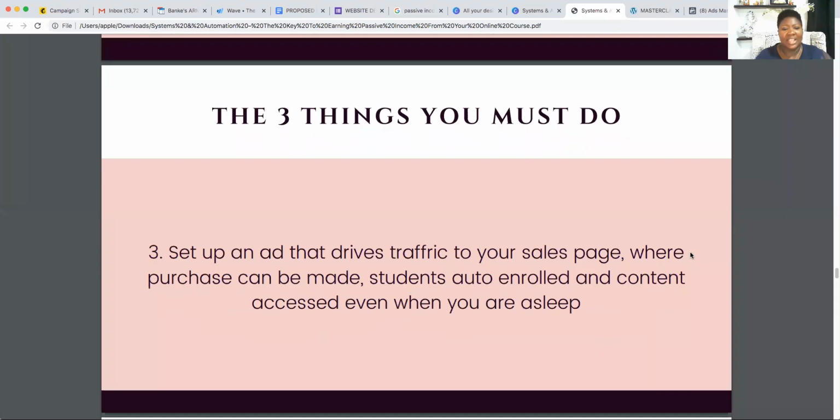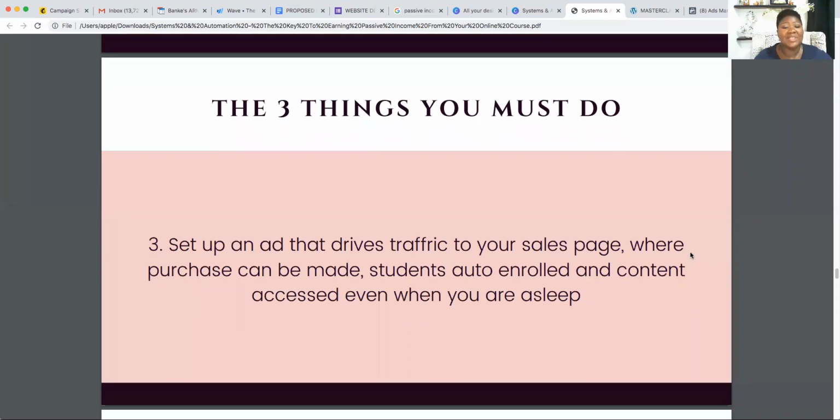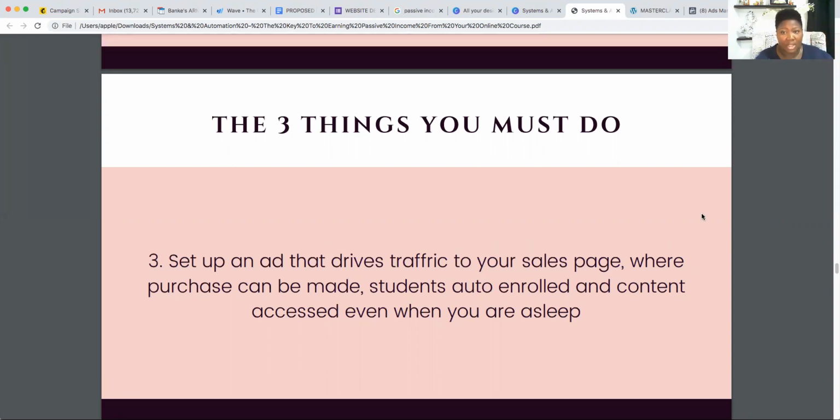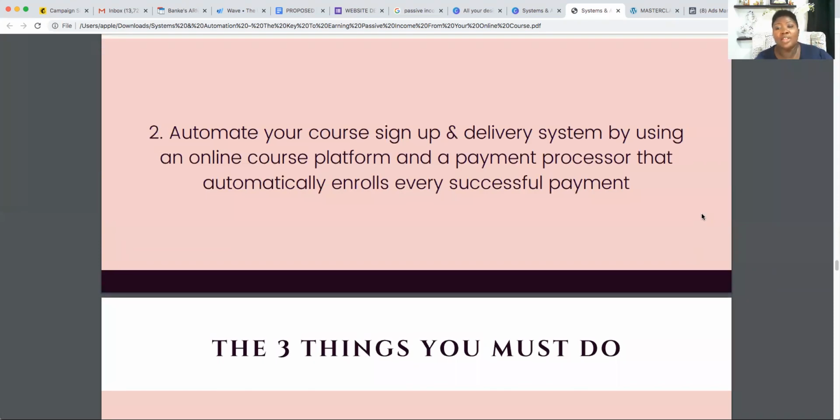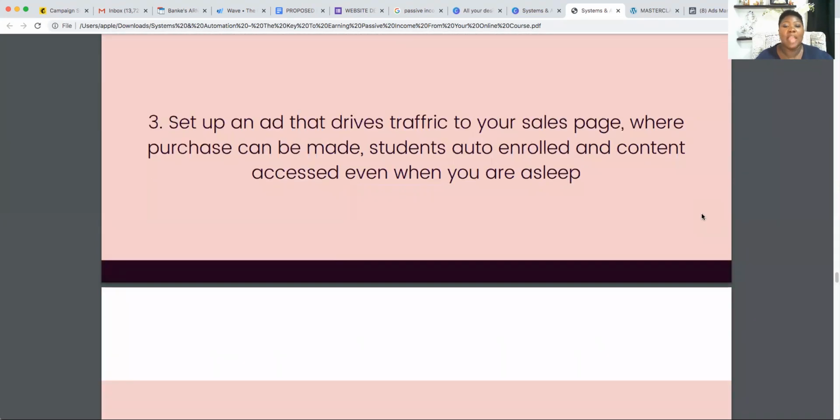Okay? Now, the third thing you want to do is to set up an ad that drives traffic to your sales page, where purchase can be made, students can be auto-enrolled, and content accessed even when you are asleep. So basically set up an ad that drives traffic to your sales page so that number two can happen, so that the course sign up and the delivery system is automated and every successful payment is automatically enrolled. So you need to set up an ad.